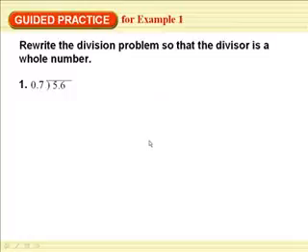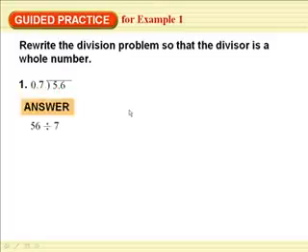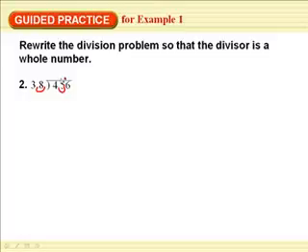So guided practice: rewrite the division problem so the divisor is a whole number. So we go over 1, and straight up. So it's 56 divided by 7. Over 1, straight up. So we have 45.6 divided by 38. Now this one, over 2, because we've got to make that a whole number. It's going to be 14 over 2, straight up. So now that's 84 divided by 14.